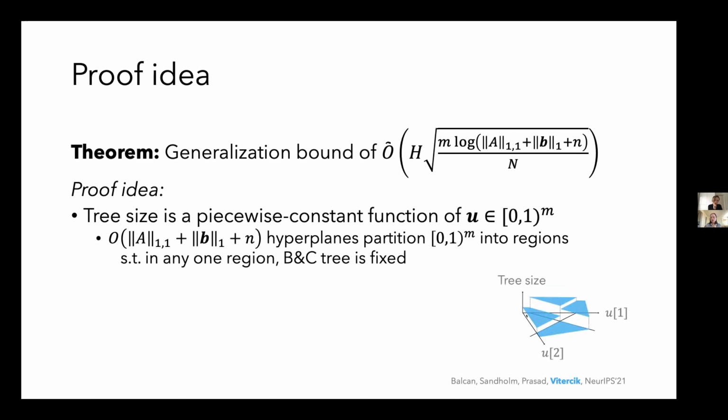So just to illustrate this, imagine we're plotting our u parameters along the x and y axis. We're looking at tree size as a function of these parameters, and we can see that this function is piecewise constant.